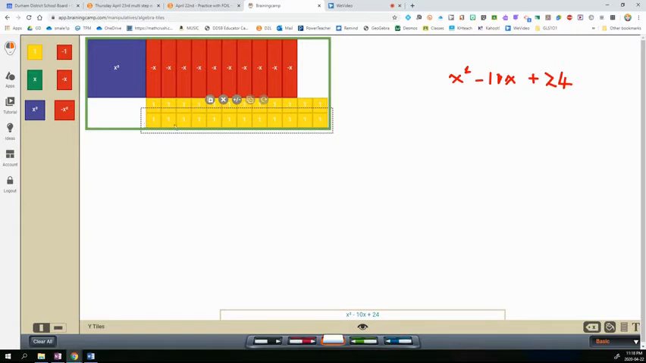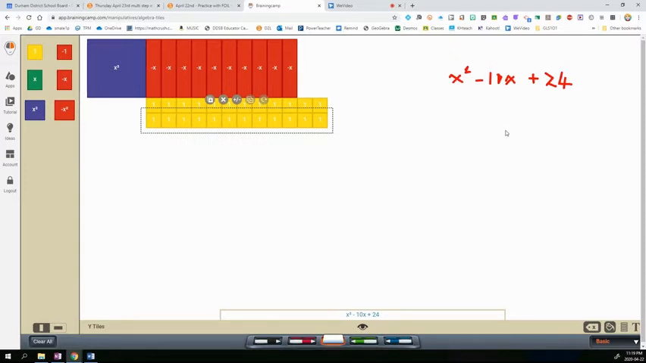Okay, so I've conformed by having a rectangle shape with my integers, but I still don't have enough of these negative x's to fill in the missing gaps that are here, right? So this yellow piece here is 2 by 12. 2 times 12 is 24. How else can we get 24?